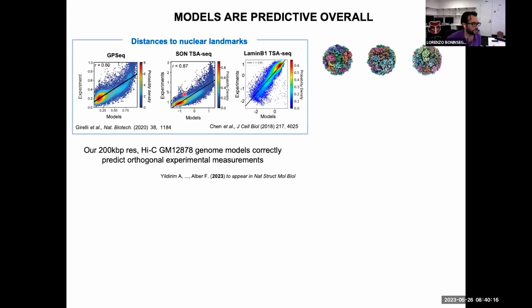So we have the structures, and we can predict very nicely distances to the nuclear landmarks. On the x-axis, I'm showing the predictions from the models. On the y-axis, there are the experimental results, the signals. And so here we have nice correlation with the GPSeq experiments in terms of radial positioning predictions. And we can also predict the location with respect to the speckles and to the lamina, also with very high accuracy.